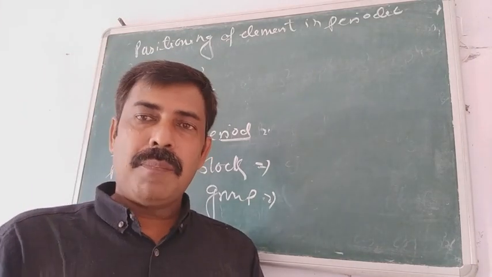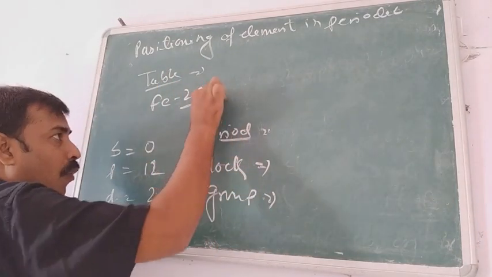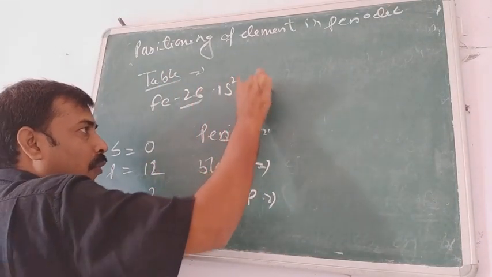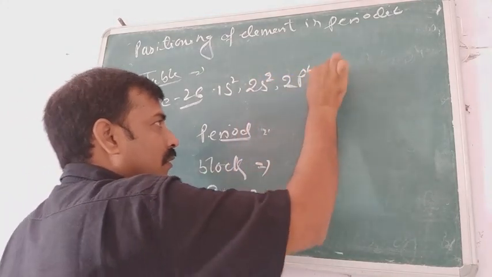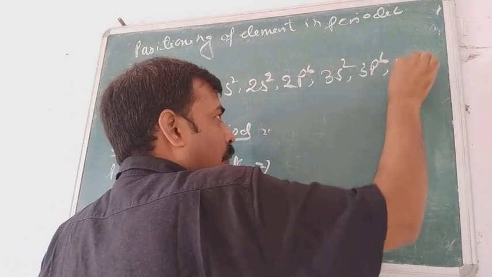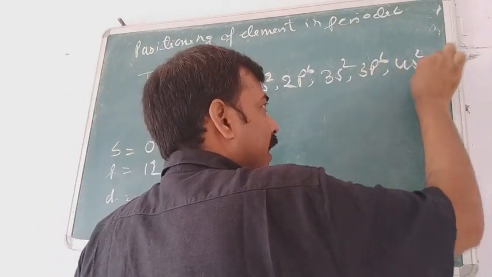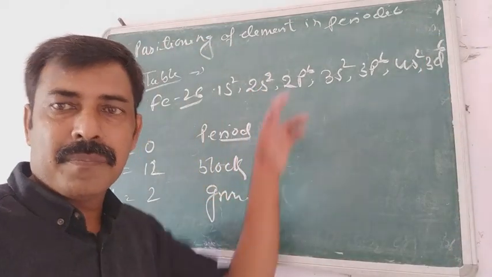Now we are taking the example of iron, atomic number 26. The electronic configuration: 1s2, 2s2, 2p6, 3s2, 3p6, 4s2, and 3d6. I think it's clear.